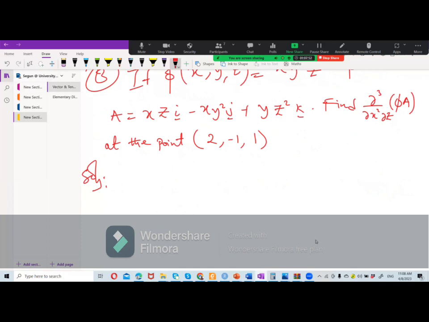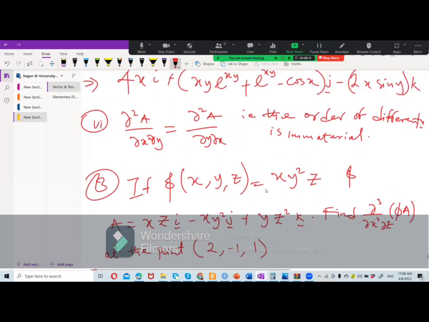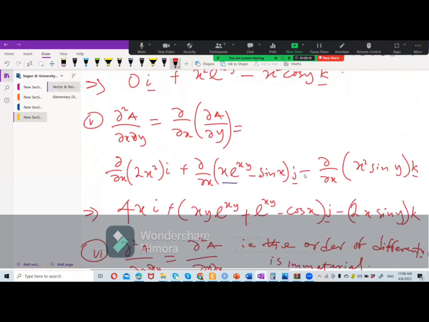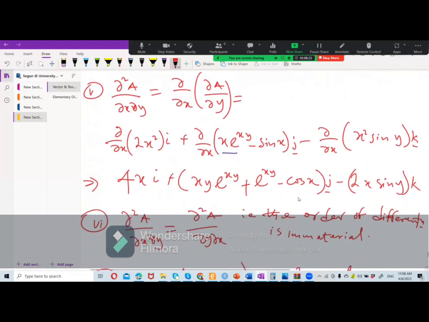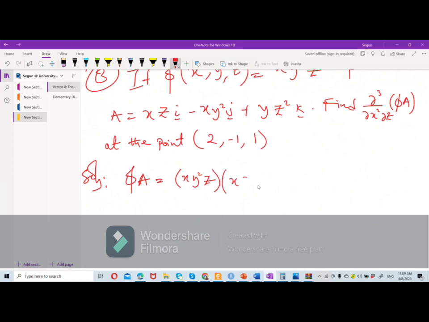So for us to solve this problem, there are certain things you need to consider. One of it is we need to define phi A first before you differentiate the phi A, because we only have here A and phi. Our phi is three planes. We have X, Y, Z. Our phi is xy squared z multiplied by xz i minus xy squared j plus yz squared k.